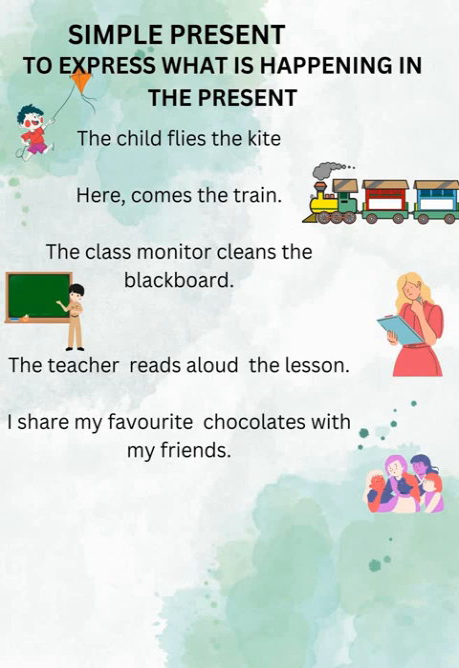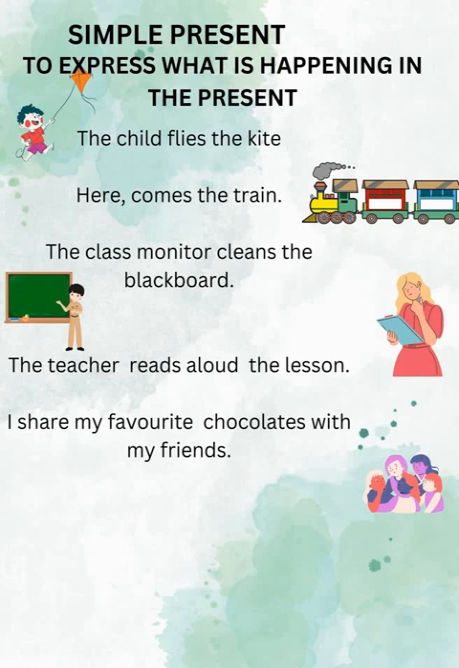The class monitor cleans the blackboard. It's the duty of the class monitor to make sure that he cleans the blackboard every day. So there again you see the class monitor doing his work. The teacher reads aloud the lesson. When a teacher comes to the class, she takes attendance, after which she interacts with the students, and then she starts the class. And in the process, she reads out the lesson. So the teacher reads aloud the lesson. How does she read? Reads aloud. So there again, you see simple present tense being used.